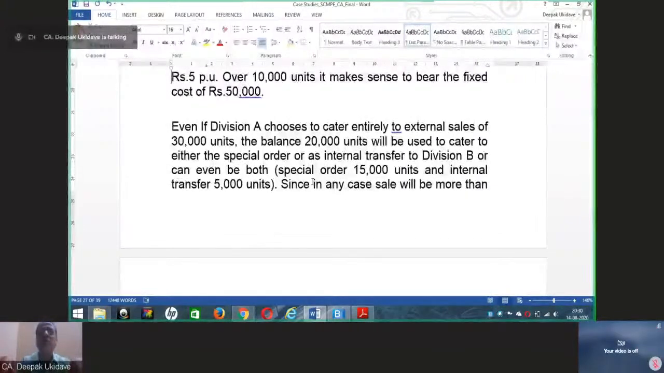And that is why I have chosen this question to solve now at this stage, and first we solve that relatively simple question. So even if division A chooses to cater entirely to external sale of 30,000 units, suppose it sells the entire 30,000 to the market, then capacity is 50,000, so the balance 20,000 it can use either entirely for internal transfer or partly for special order and partly for internal transfer. Right, etc. So commit 15,000 to the special order and give 5,000 as internal transfer.